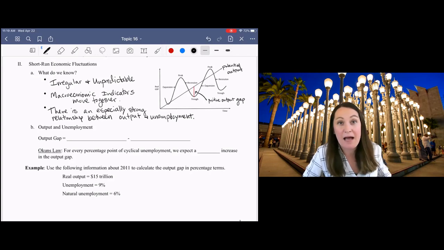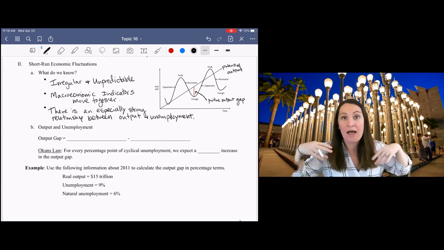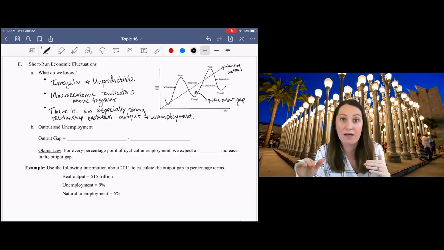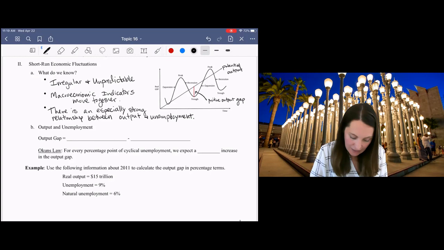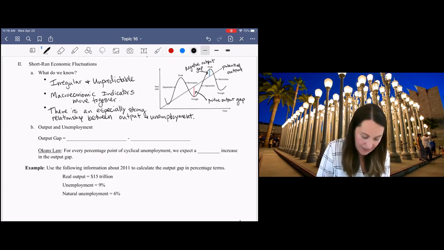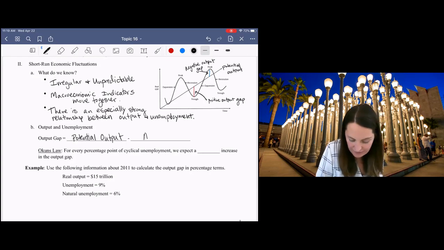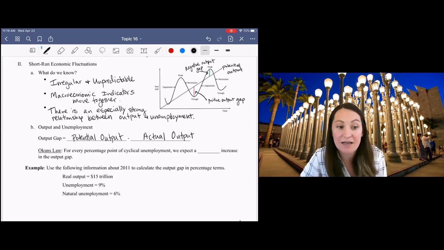And sometimes when the economy is growing like crazy, we're producing at a rate that's above the long run sustainable rate of production. In those time periods, we would say that we have a negative output gap. We're producing more than we can sustain in the long run. So our output gap is the difference between long run potential output and our actual output. That's going to be positive during times of recession and negative during times of expansion.